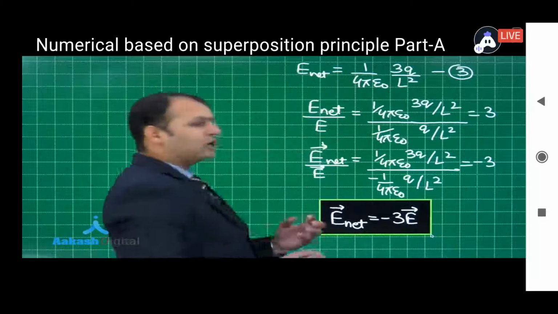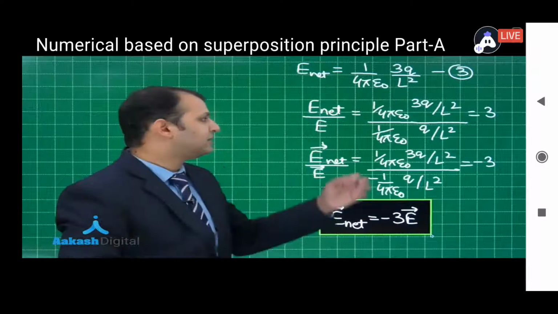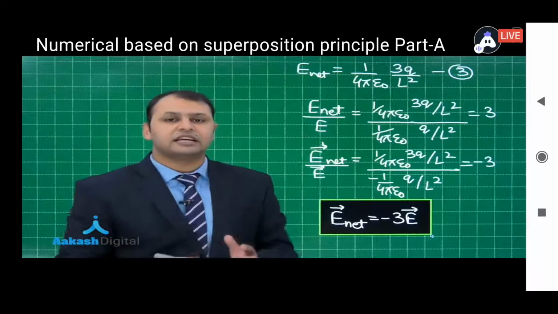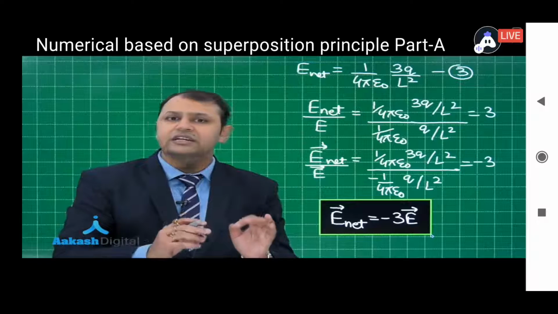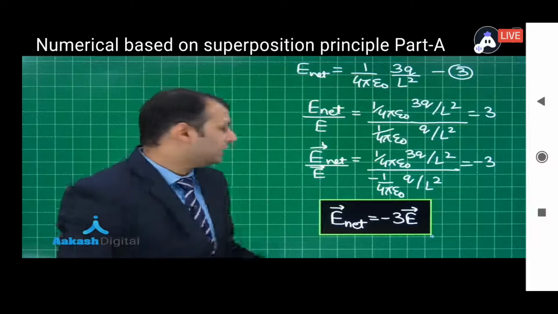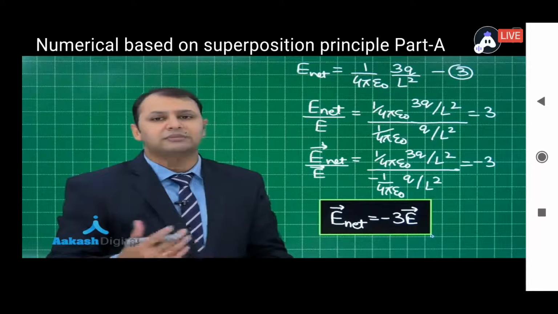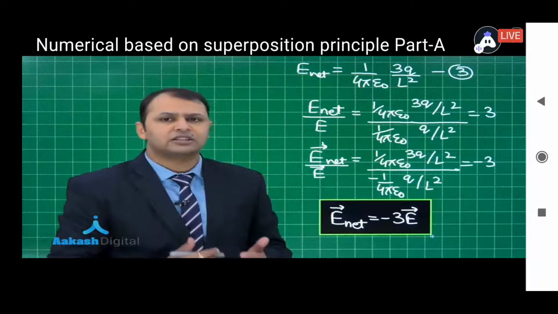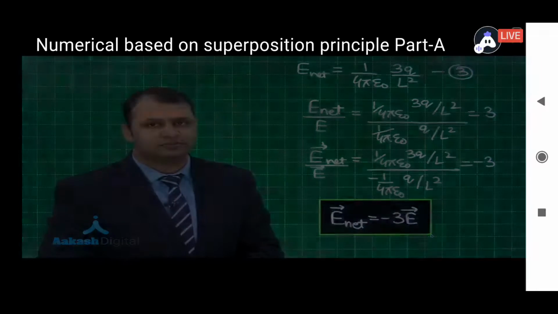When you talk in terms of magnitude, it's simply 3. But when you talk in terms of vectorial sum, the net electric field here is going opposite to that of the original E. That's why it is on the opposite side, and definitely the magnitude is 3 times. I hope you have understood this question very well. Now it's time to take another question.